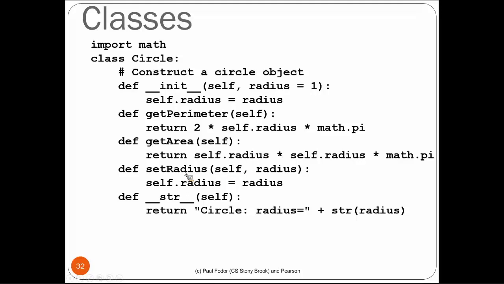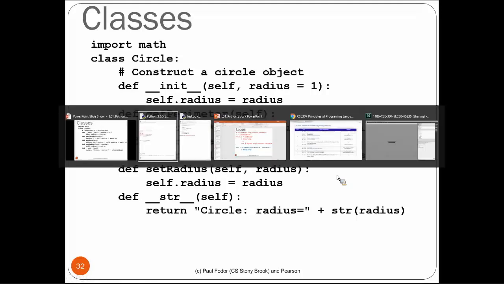If we want to write a modifier, we would set the radius, again for the self object, to the new given radius. The string method and the representation method are common methods to be implemented in every class, and in this case, string returns a string representation of that class. Basically returns that this is a circle of the given radius, and the radius is the radius that was declared. So let's actually try this in Python.